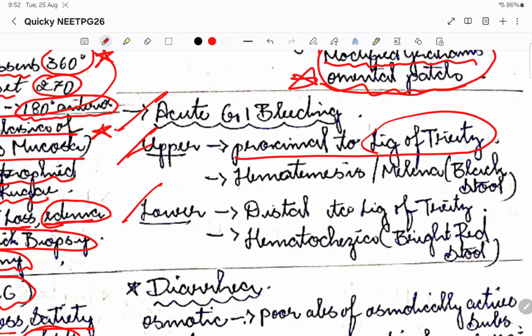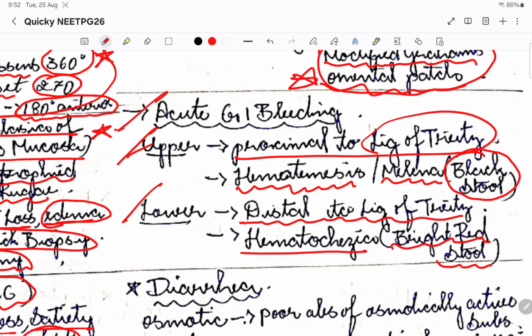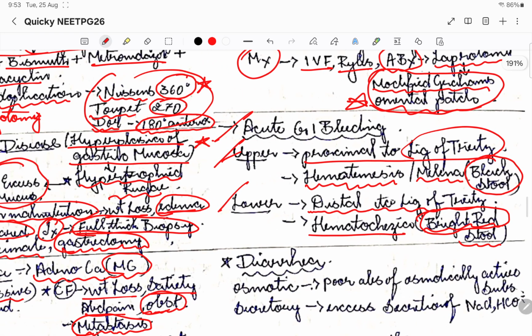Here it presents as hematemesis or melena. Black stool will be there because passing from above till down takes time, and the hemoglobin degradation happens, so the blood turns black. That is why melena. But in lower GI bleeding, it is distal to the ligament of Treitz, which leads to hematochezia, that is bright red stool. Because it is below, the blood comes out easily and there is no time to break it down. So bright red stool is seen with lower GI bleeding.